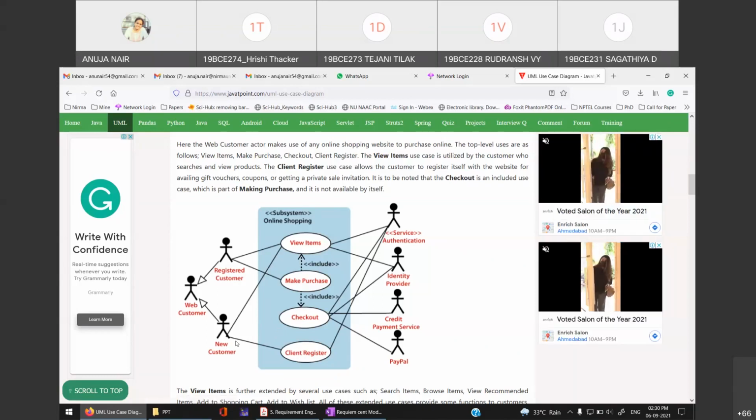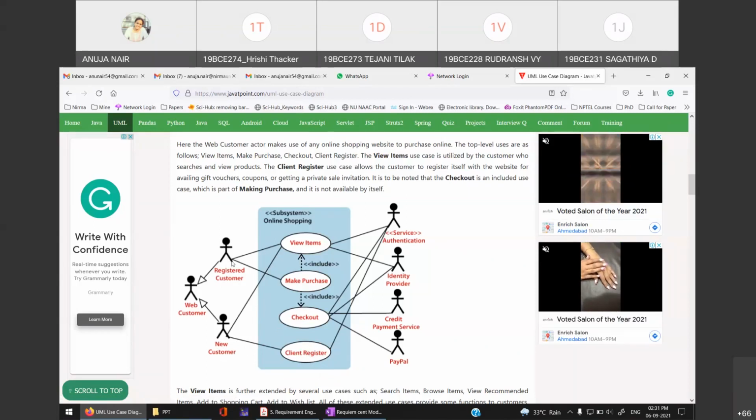right? It is connected with what? It is connected with new customers. So how will you read it? A new customer is going to do the registration. Of course, a registered customer would already be registered, so that is why he is not connected with this particular use case. Right? Can you understand what I'm talking about? So that is the meaning of association.